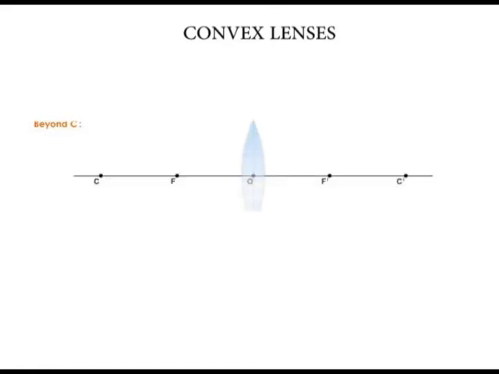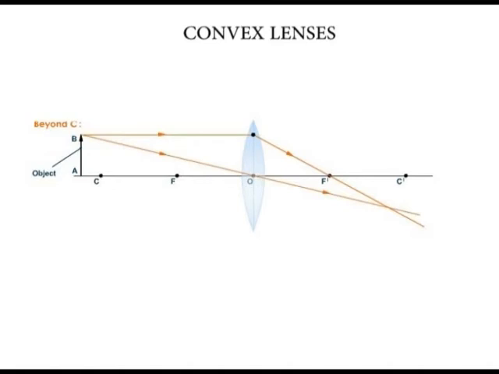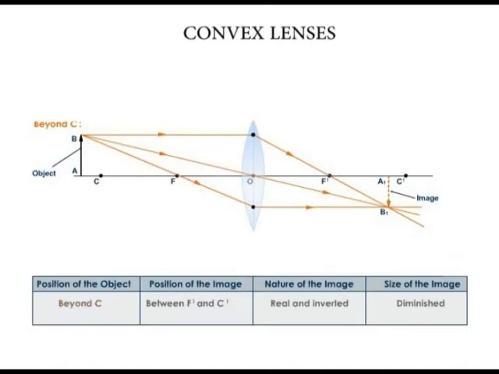An object positioned beyond C. First ray, a ray parallel to the principal axis passes through F after refraction. Second ray, a ray through the optical center proceeds undeviated. Next, an incident ray through F emerges parallel to the principal axis. Now the refracted rays meet at a point between F and C. Thus, for an object placed beyond C of a convex lens, a real inverted and diminished image is formed between F and C on the other side of the lens.